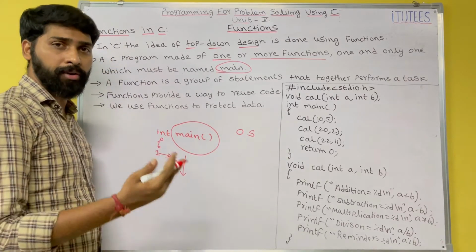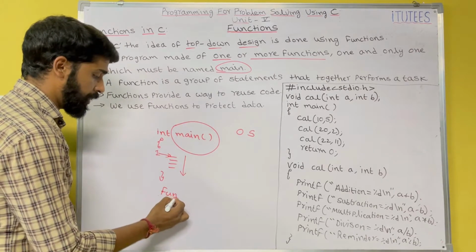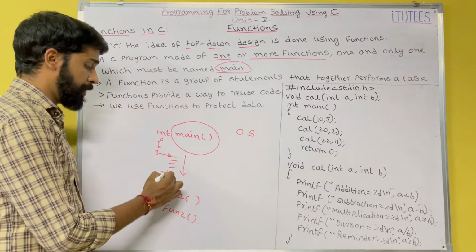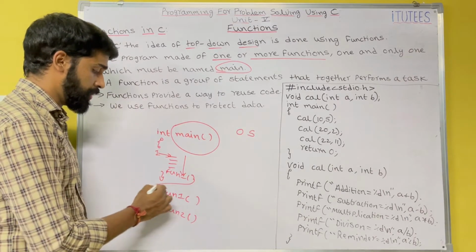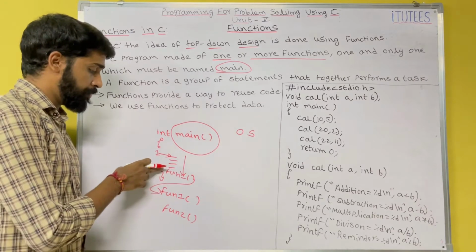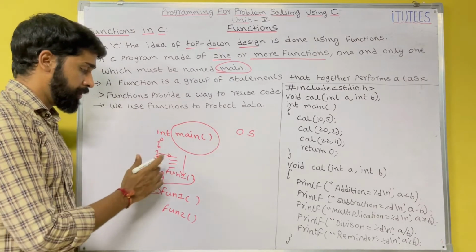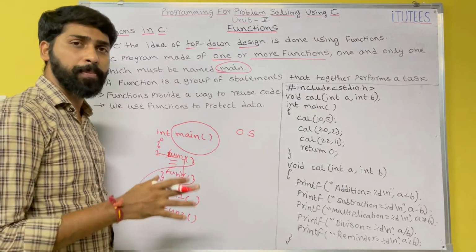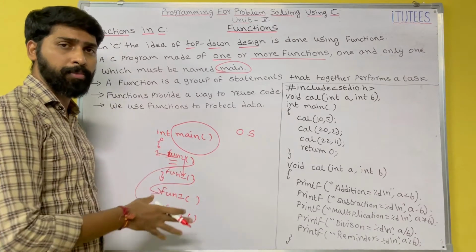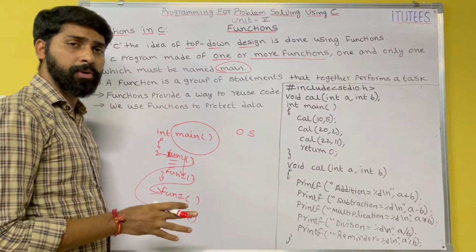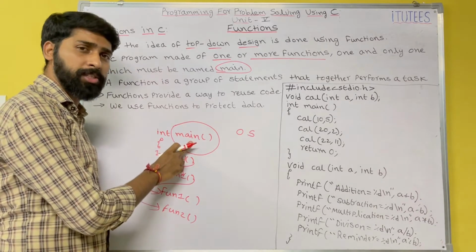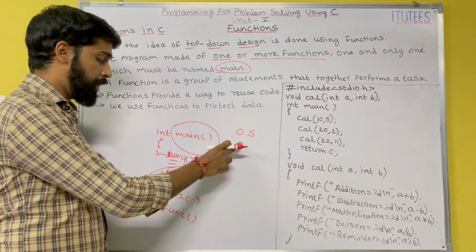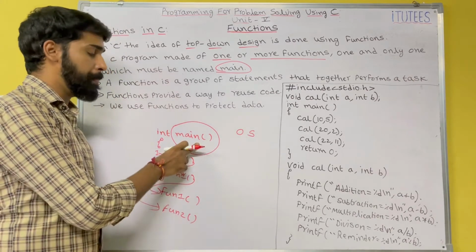If there is more than one function, for example, here I define another function, function 1, function 2. Now, from the main function, you are going to call these functions. Here, from main, I call function 1. In some other place, I call function 2. That means a C program consists of one or more functions, but there must be at least one function, named main. This main function is called by the operating system and the remaining functions are called by the main function.